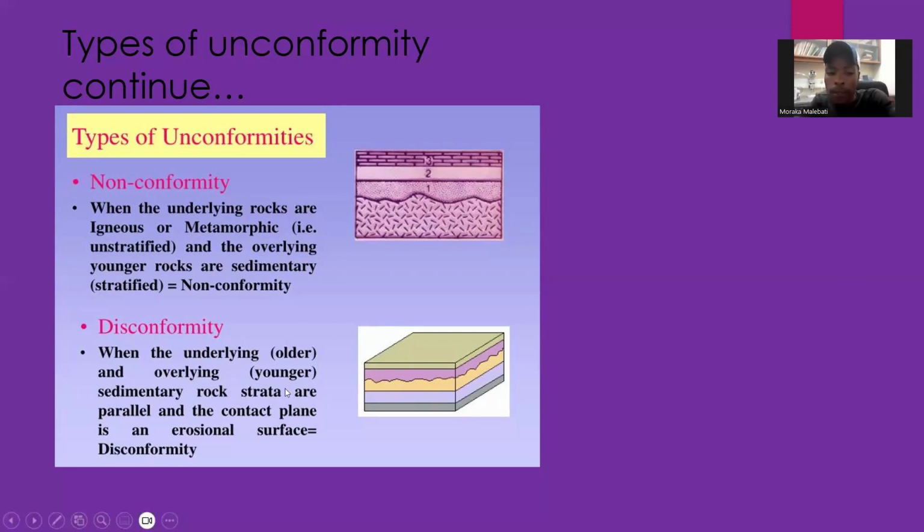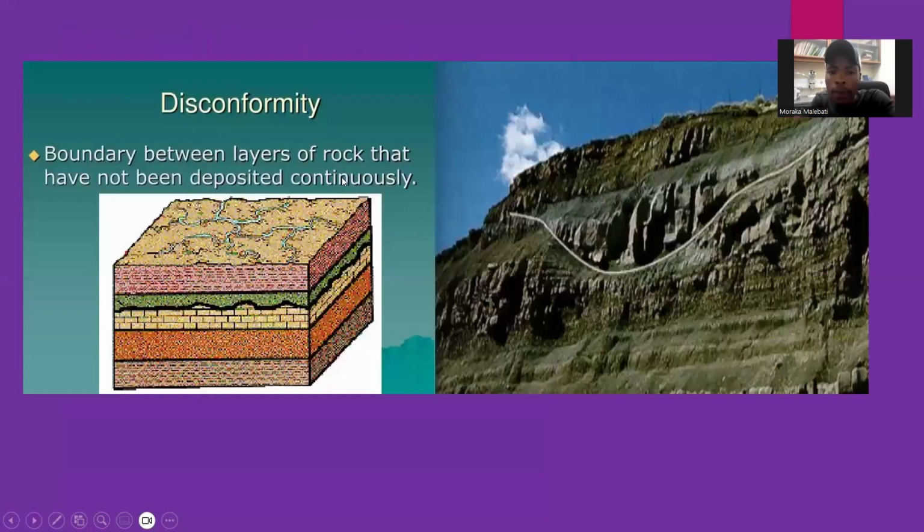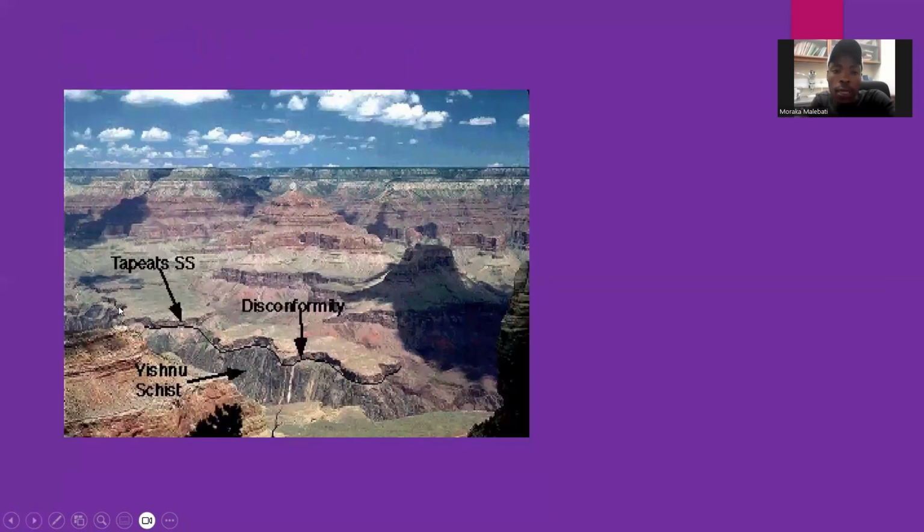All right, and then this is still an example of disconformity. Can you now see we've got an erosional surface which is easy to be seen with the naked eyes. So we're still talking disconformity. We've got this bumpy or irregular contact between older and younger sedimentary rocks.